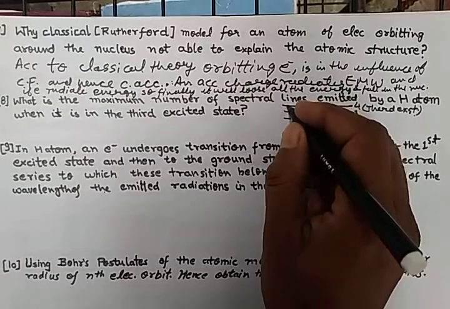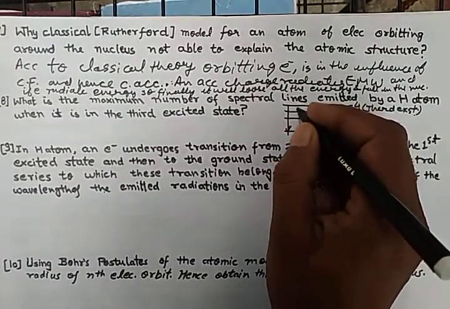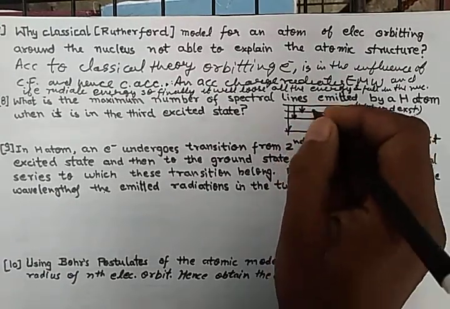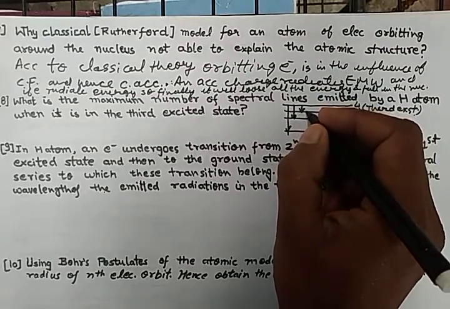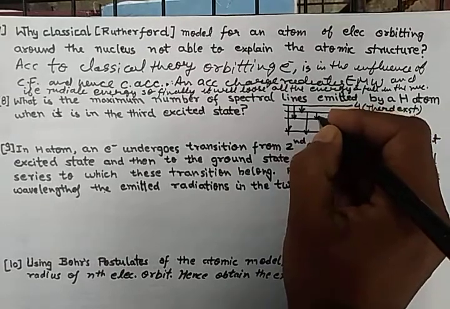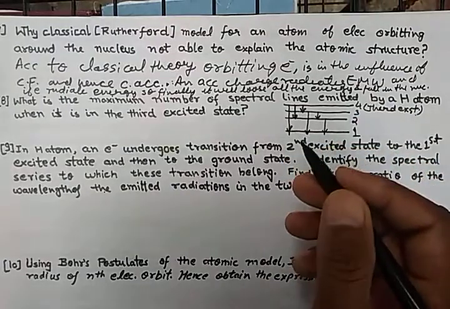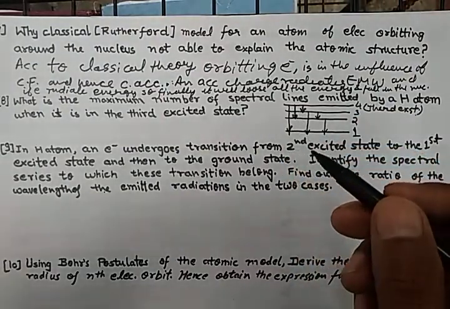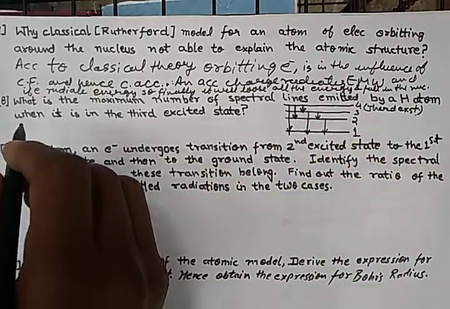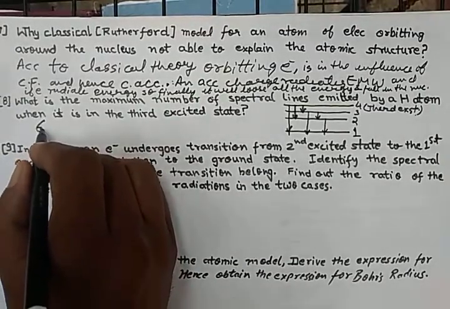So the first spectral line will be this one, the second one will be this, and the third one will be this. On the other hand, if it has jumped here, it can come directly like this, or it can come in two steps. There is no other way to return to the ground state. So these are all the possible transitions. So 6, direct answer is 6, nothing else.